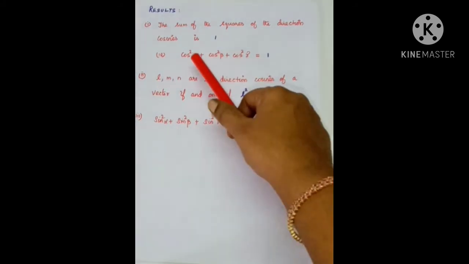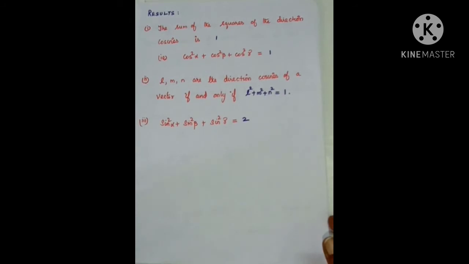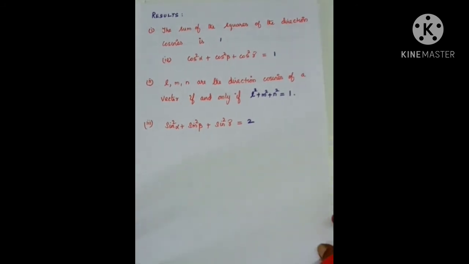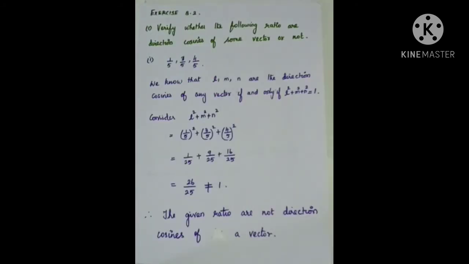One is cos squared alpha plus cos squared beta plus cos squared gamma is equal to 1. Next, L, M, N are the direction cosines of a vector if and only if L squared plus M squared plus N squared is equal to 1. Next one, sin squared alpha plus sin squared beta plus sin squared gamma is equal to 2. Using these results, we are going to do the problems.